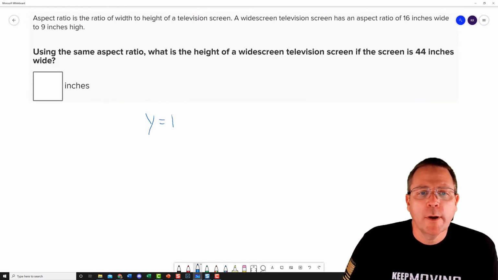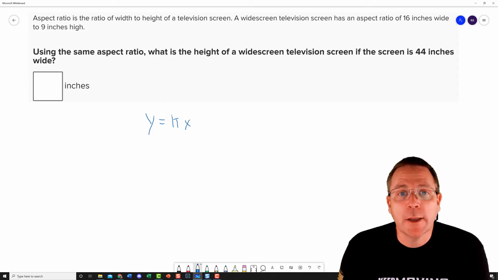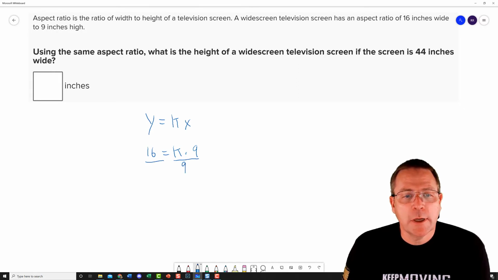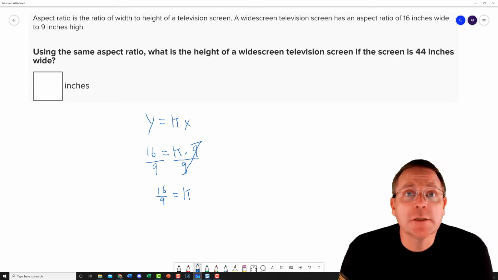So I'm going to start with my direct variation equation, y is equal to kx, where we're comparing the width to the height. I'm going to let my height be my x value, my width be my y value. So I'm going to have a width of 16 to a height of 9. From here, I can isolate my variable, dividing by 9 on both sides. And when I do that, 9 divided by 9 is going to be 1. 1 times k is k. And that's going to leave me, in simplest terms, 16 over 9. And I'm going to leave it just like that.